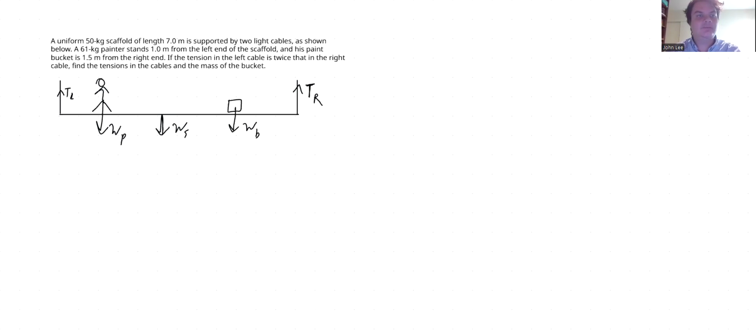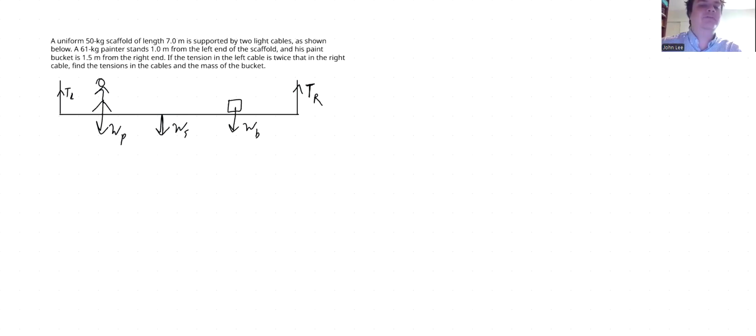A uniform 50-kilogram scaffold of length 7.0 meters is supported by two light cables as shown below. A 71-kilogram painter stands 1.0 meters from the left end of the scaffold and his paint bucket is 1.5 meters from the right end. If the tension of the left cable is twice that the tension in the right cable, find the tensions in the cables and the mass of the bucket.